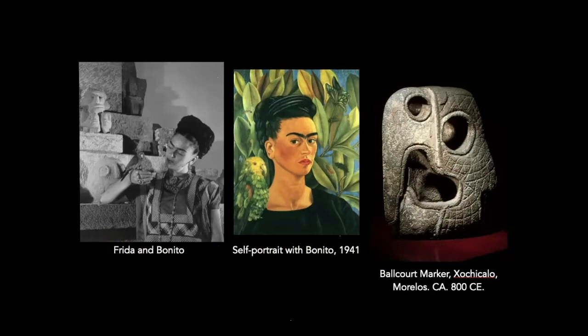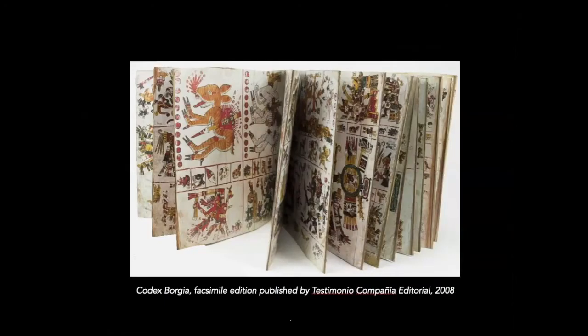So I think it might be useful just to think through some of the animal species that Frida chose to have in her home and sort of think about how those species held symbolic value in ancient Mexican societies.